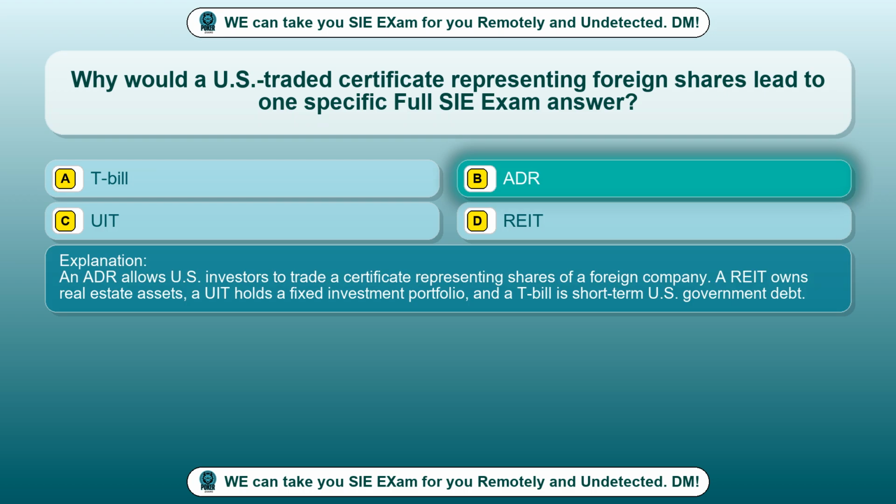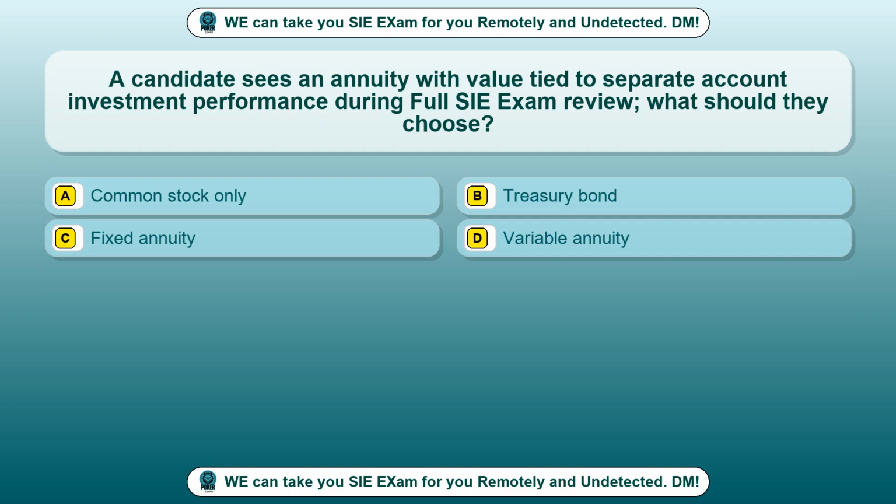An ADR allows U.S. investors to trade a certificate representing shares of a foreign company. A REIT owns real estate assets, a UIT holds a fixed investment portfolio, and a T-bill is short-term U.S. government debt.